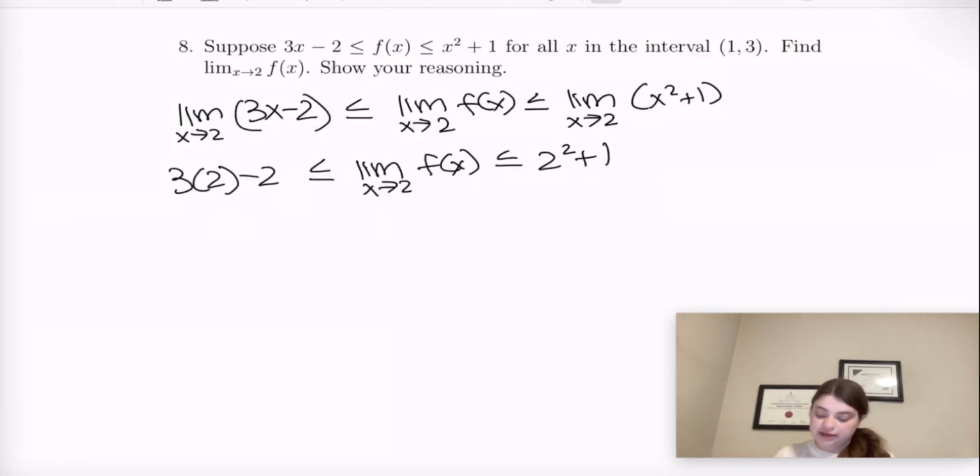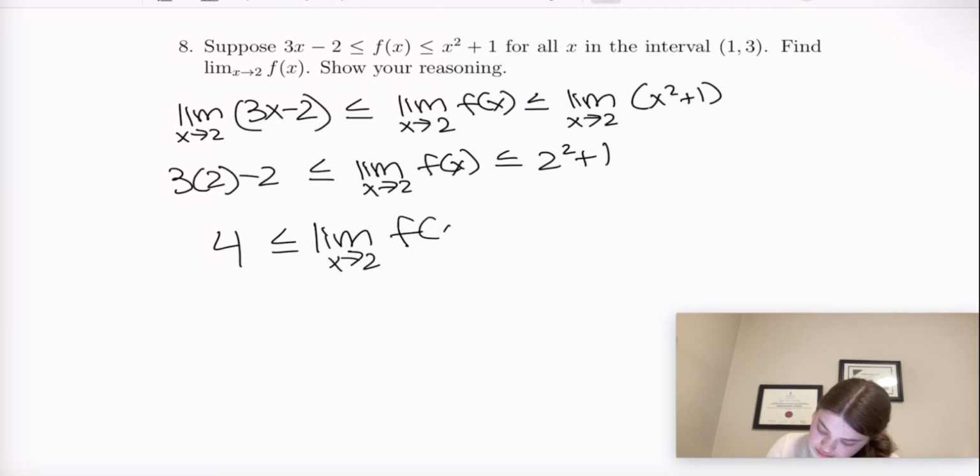Then we get 6 minus 2, which is 4. And then over here we get 2 squared, which is 4, plus 1 is 5. So we get that this limit must be between 4 and 5. And so in this case, we actually can't use squeeze theorem to directly find the limit. We know it's between 4 and 5, but we can't actually say what the limit of f of x would be. And they also didn't tell us what f of x actually is, and so we can't possibly find the limit in some other way. And so for this one, the answer is actually that it is not possible to determine.